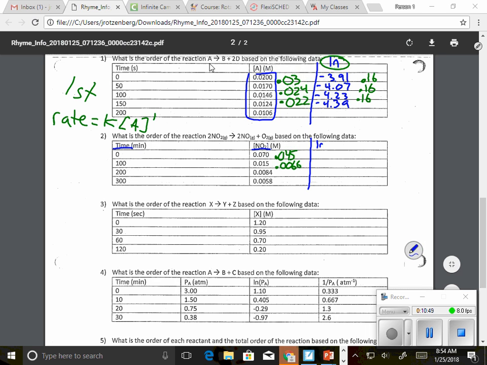So then what I can do is take the natural log, the ln. Again, I'll just do it for the first couple of values: negative 2.66, negative 4.20, negative 4.78. If I look at that change, 4.20 from 2.66 would give me 1.54. 4.78 from 4.20 would give me 0.58. Well, that doesn't look linear either. So I can rule out first order.